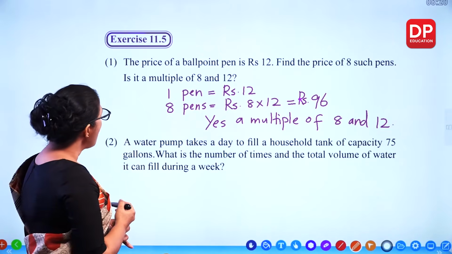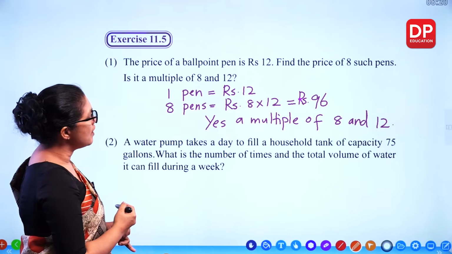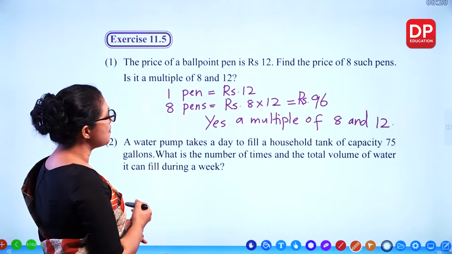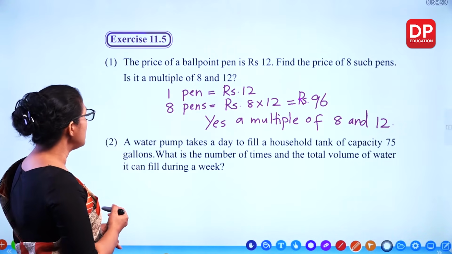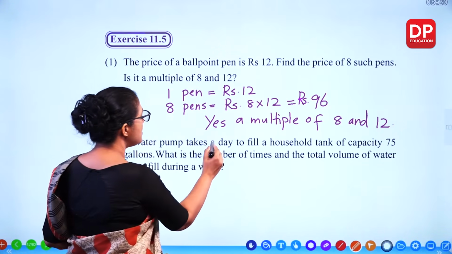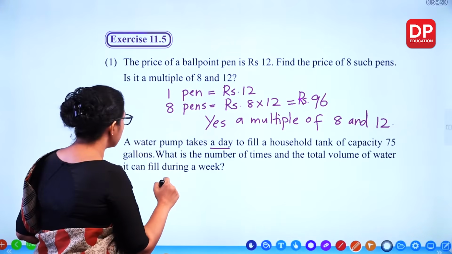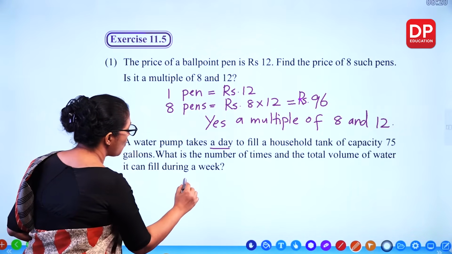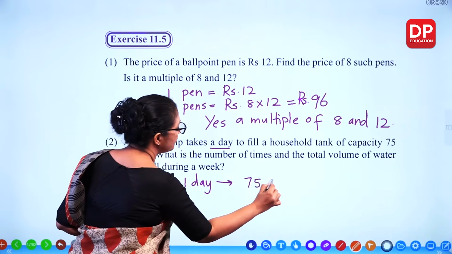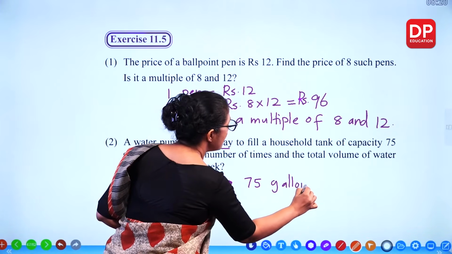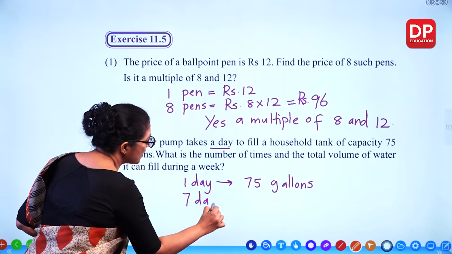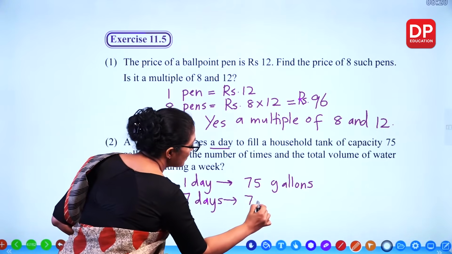Question number 2. A water pump takes a day to fill a household tank of capacity 75 gallons. What is the number of times and the total volume of water it can fill during a week? So each day, 75 gallons. So you can write 1 day, 75. Then a week means how many days? You get 7 days for a week. So multiply by 7.